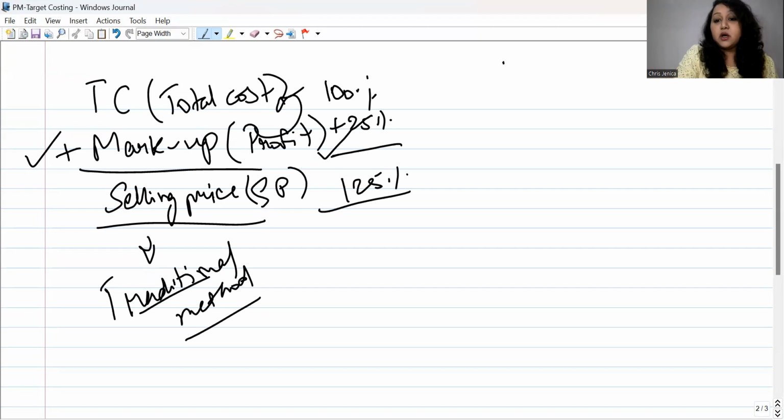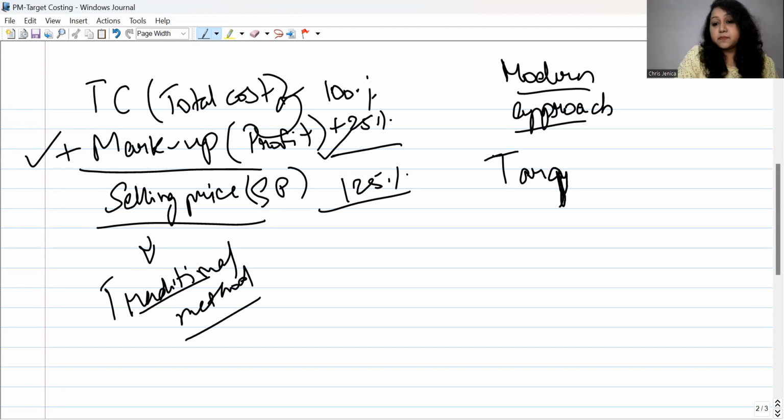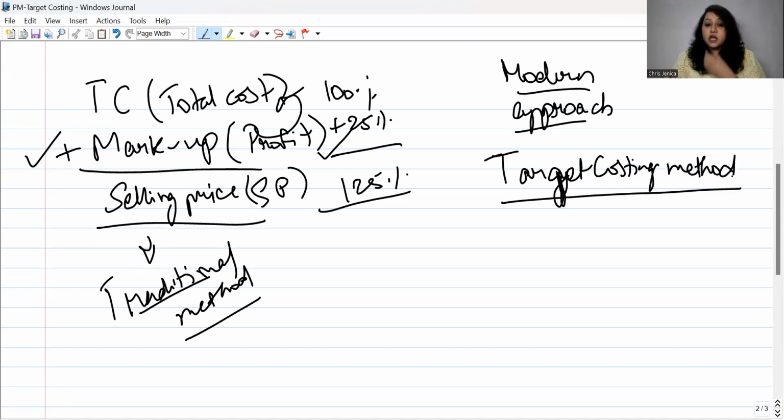Now, we are coming to a modern approach here, by using the target costing method. So now under target costing, what we are going to do, first, we will set our selling price.